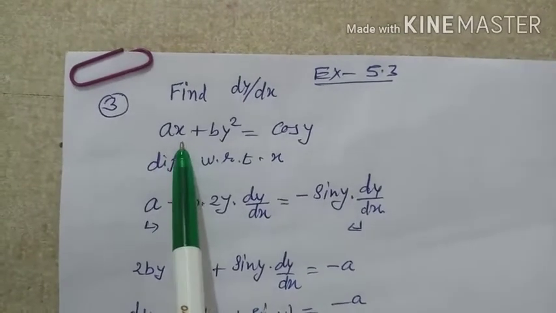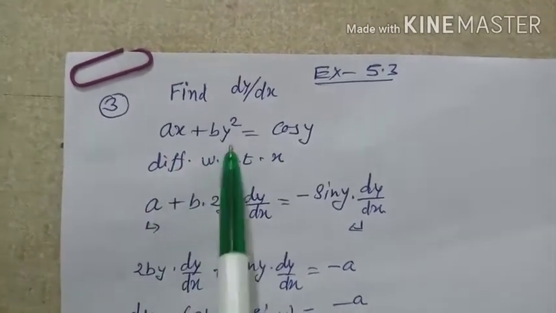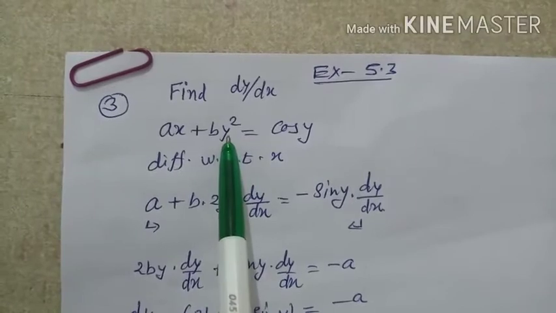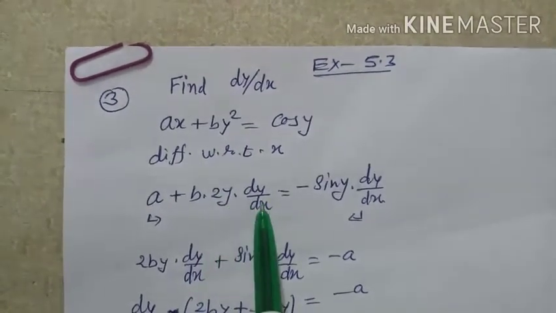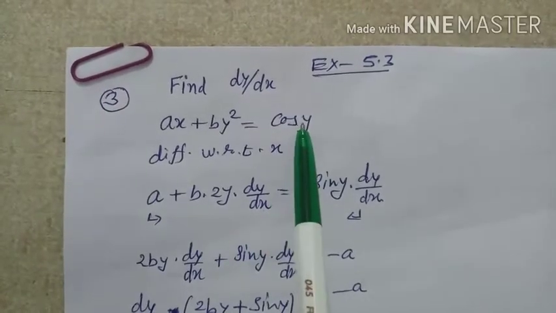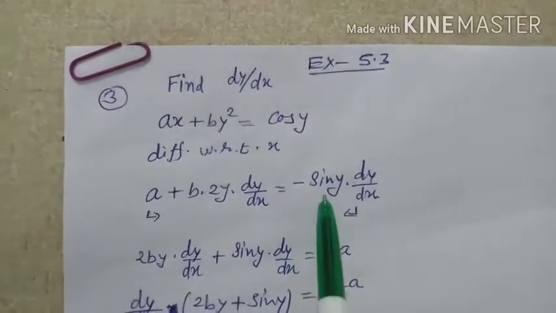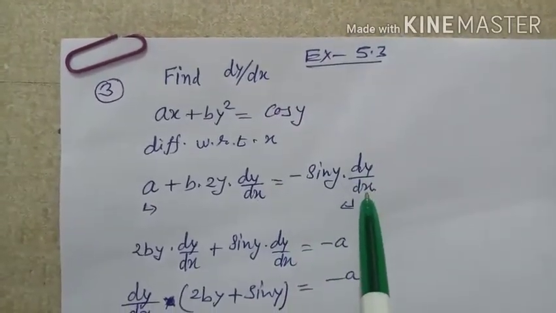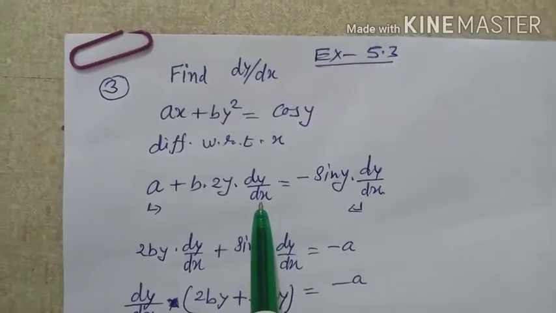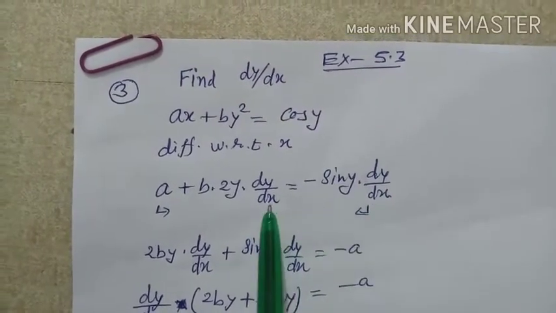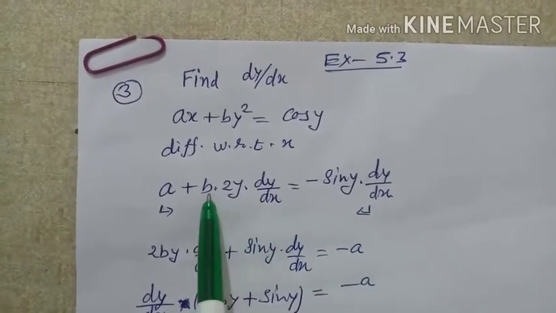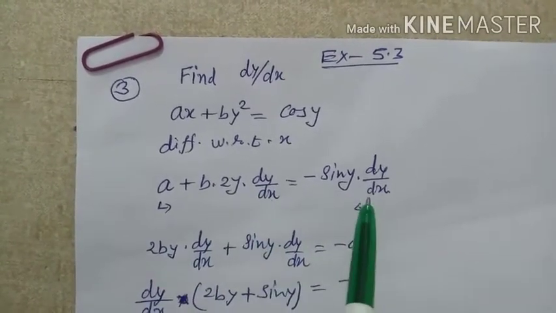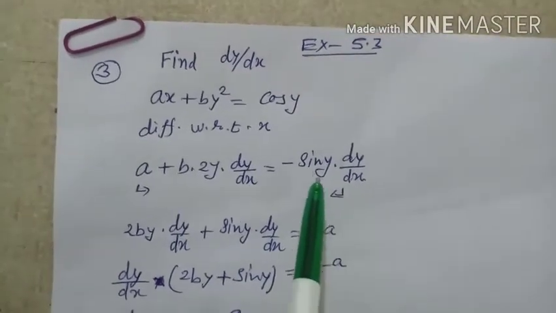Differential of x is only 1, so only a remains, and b is constant, so no problem. Differential of y square is 2y, but dy upon dx also. And on the right side, differential of cos y is minus sin y, but dy upon dx also. Since we have to find the value of dy upon dx, and here dy upon dx is present in two terms: first one is 2by into dy upon dx, and second, which is on the right side, is minus sin y dy upon dx.